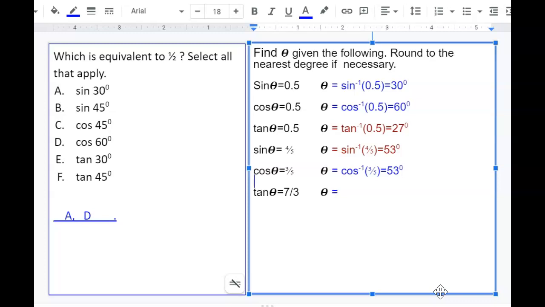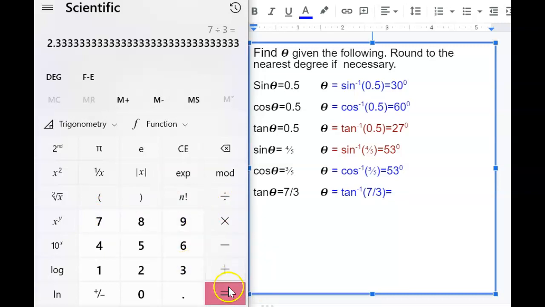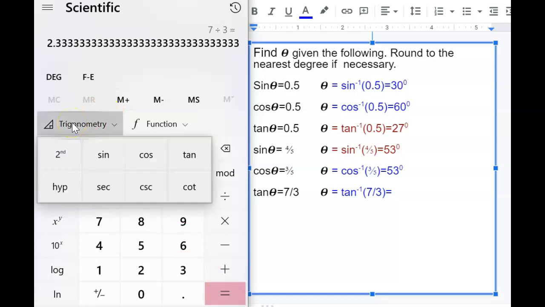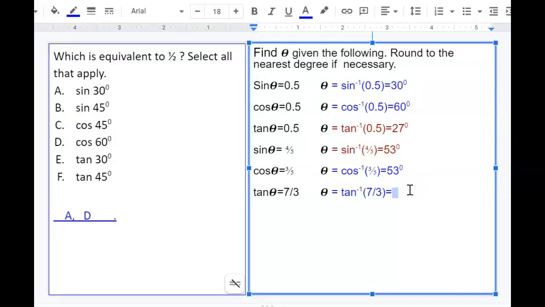And lastly, if tan theta equals 7/3, then theta will be what? Tan inverse of 7/3, which will be equal to, so again, you go to your calculator, first thing you type 7 divided by 3 equals, and then you look for tan inverse of that. Trigonometry, second function, tan inverse. That is 66.8. So to the nearest whole number would be 67. So that is 67 degrees.